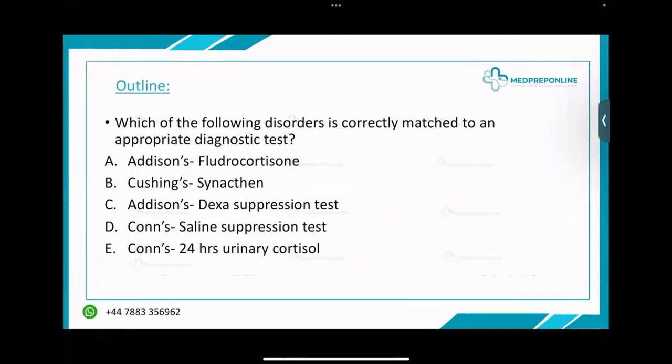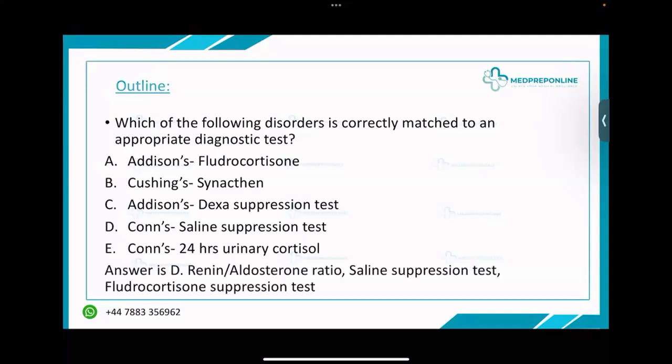Addison's. It's Conn's. In Conn's, you have a salt suppression test, which is synonymous with saline suppression test, used for Conn's syndrome, which is primary hyperaldosteronism. So answer is D, correct? For Conn's syndrome, you have three tests: the renin aldosterone ratio, the saline or salt suppression test, and the fludrocortisone suppression test. Saline suppression test is used interchangeably as salt suppression test.